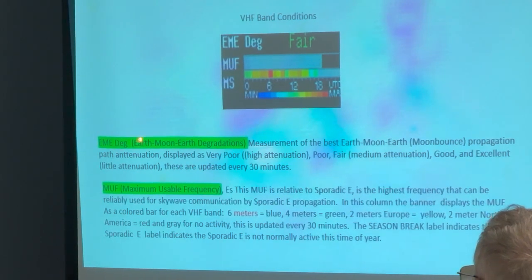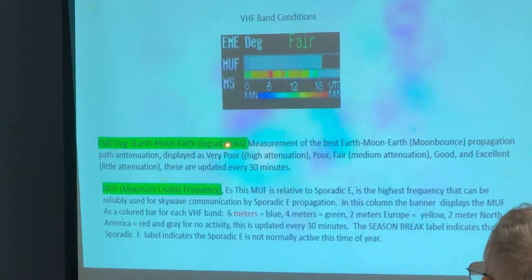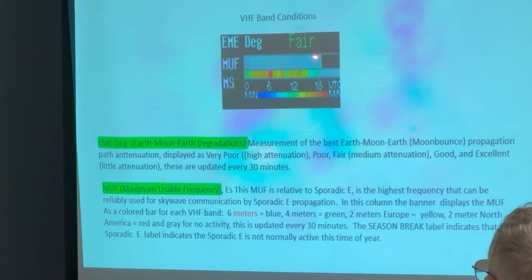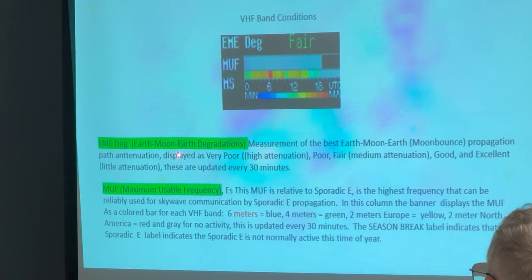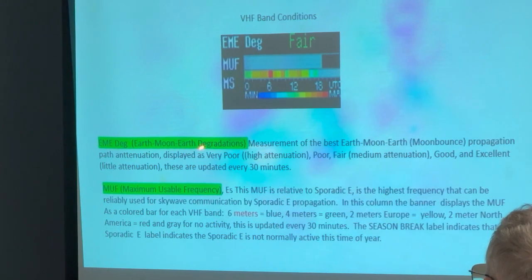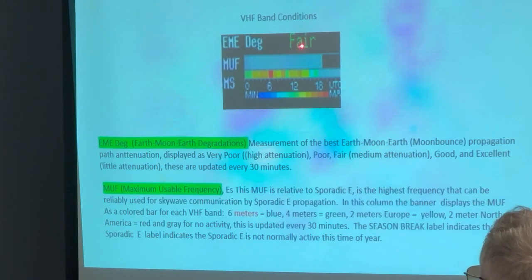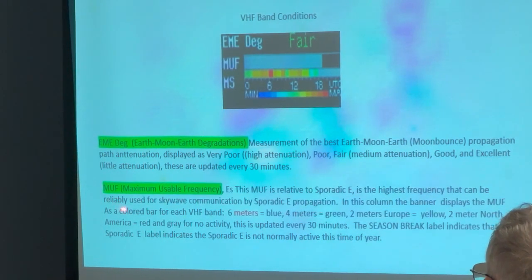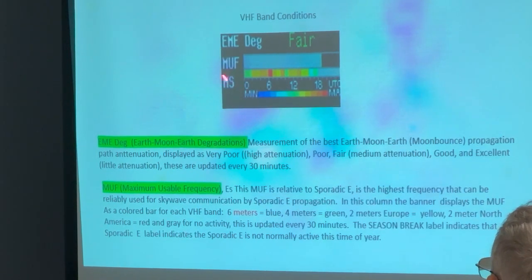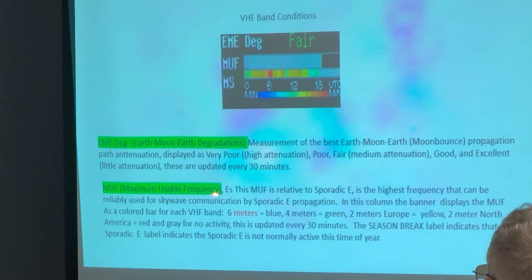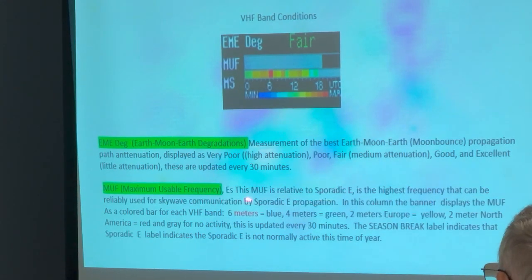This, as I say, is for your Earth-Moon-Earth path. There are times when you have very poor propagation, and right now it is fair, so it's medium attenuation there. Maximum usable frequency, this is for VHF here. This is not for your HF, but this is specific for VHF.